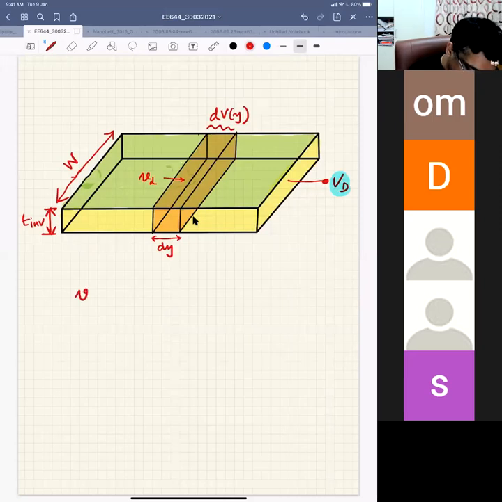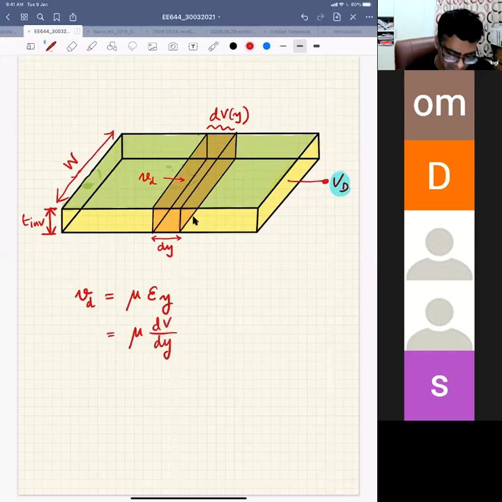So if I'm talking about the drift velocity Vd, it is mu times the electric field in this direction, and the electric field in this direction is dV by dy. So Vd is mu times dV by dy.